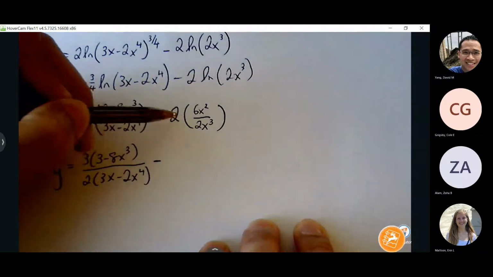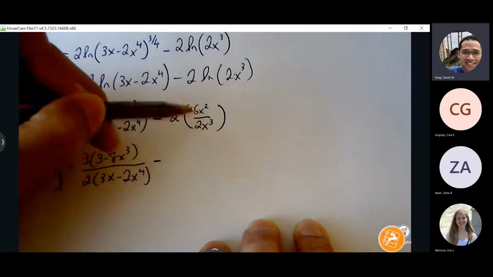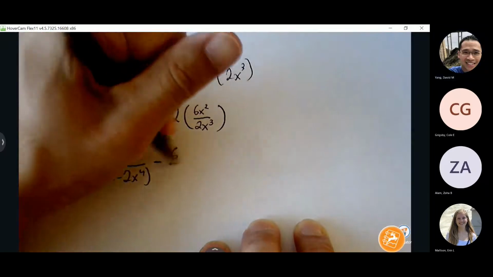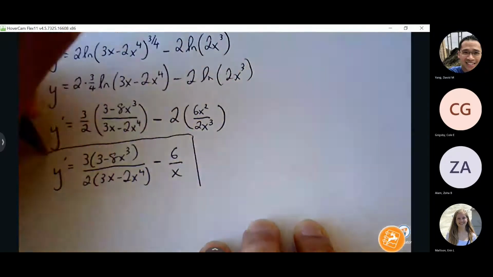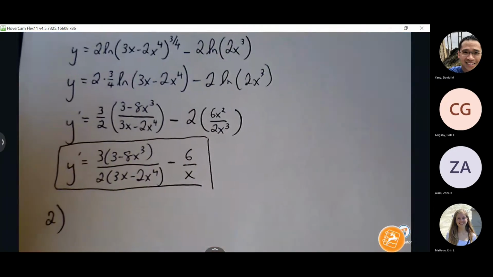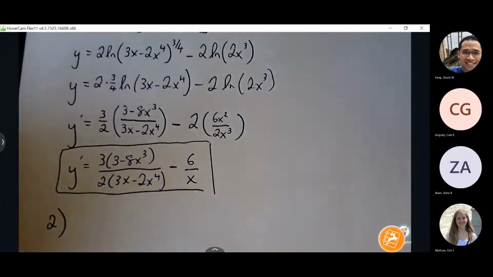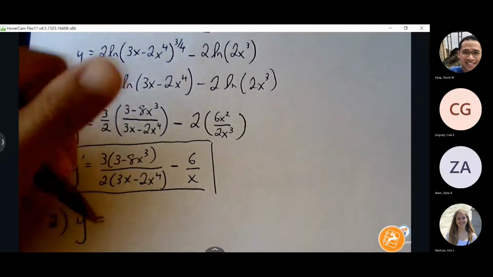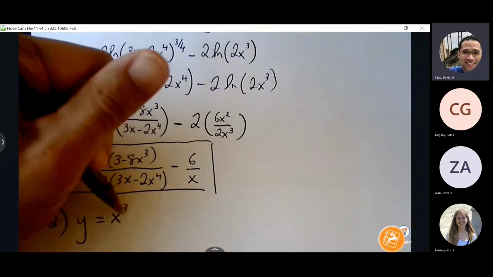The 2's cancel out. One of the x's cancel out. I'm left with just 6/x. Any questions here?